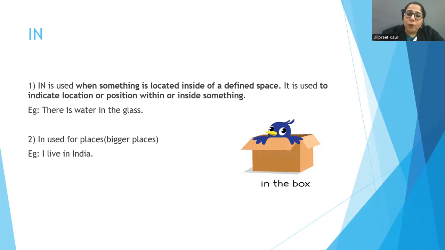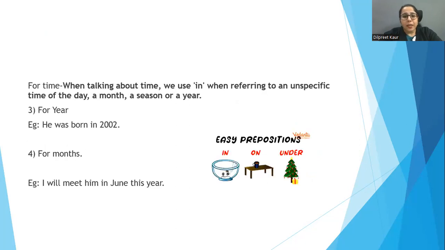In is also used for places. I live in India. So, normally हम in का use करते हैं bigger places के लिए. जब भी हम दो places को एक साथ बोलते हैं, then we use at and in, which I'll share in my upcoming videos. So for the time being, abhi ke liye, in is used for places. Like, for example, I live in India.